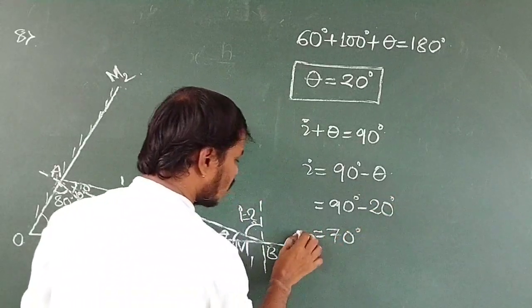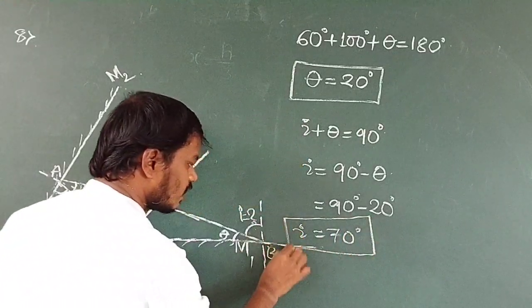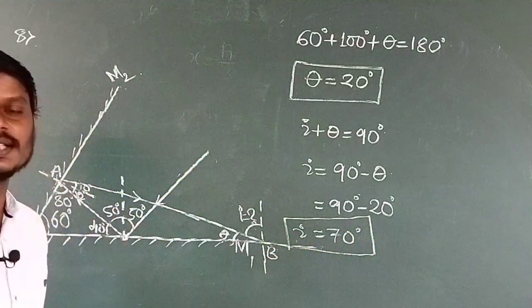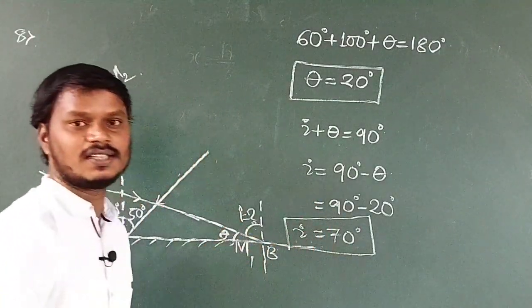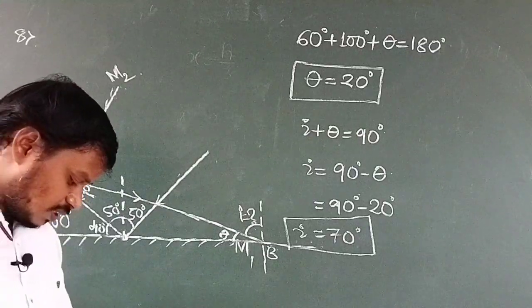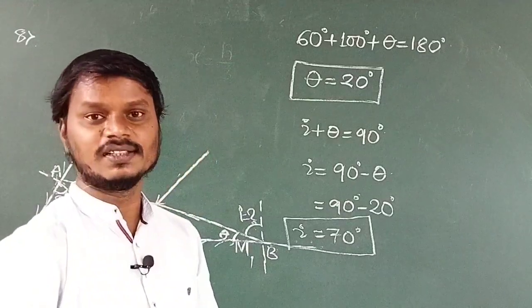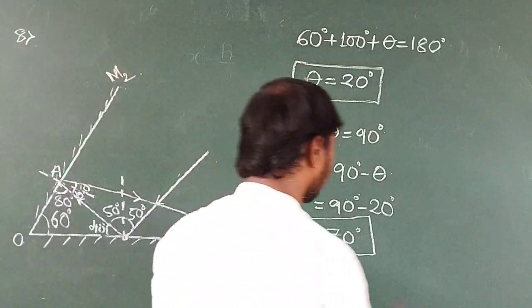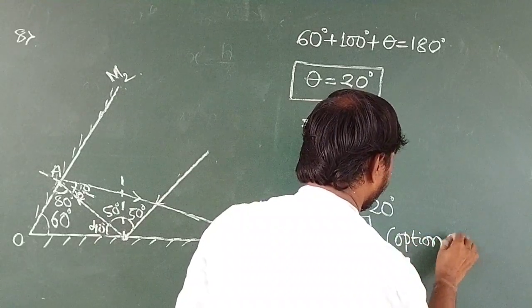So with what angle does the ray hit this first mirror after reflection by the second mirror? That is I equal to 70 degree. This is the answer now. So the options given: first option is 50, second option 60, third option 70 and fourth option 80. Option 3 is the correct answer.